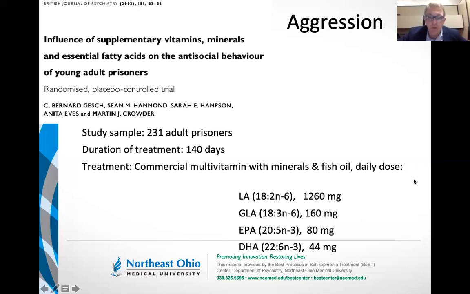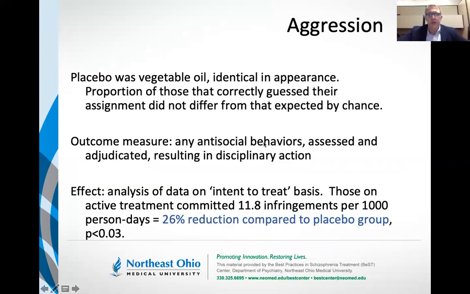Very unambiguous, and the results were striking. The 26% reduction in infractions in the group that had treatment with the relatively low dose fish oil plus multivitamin supplement. Very interesting.